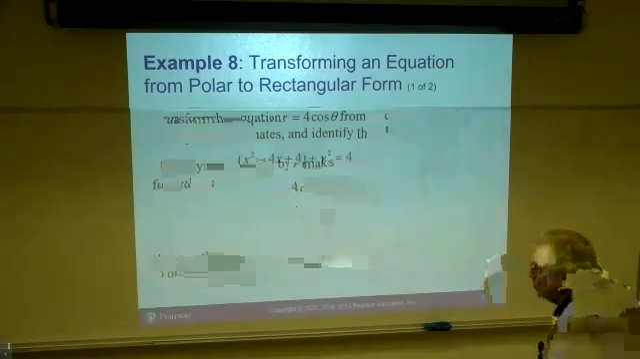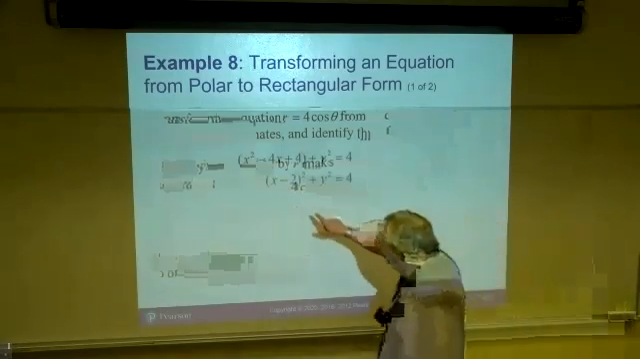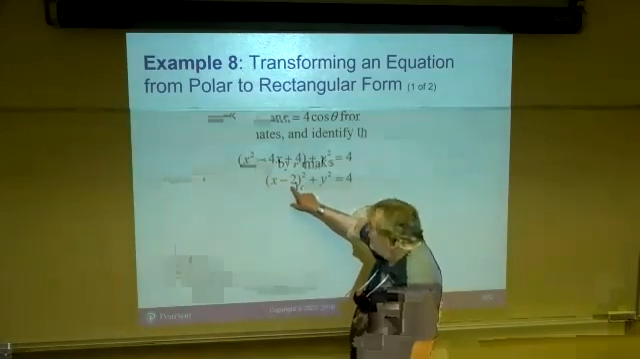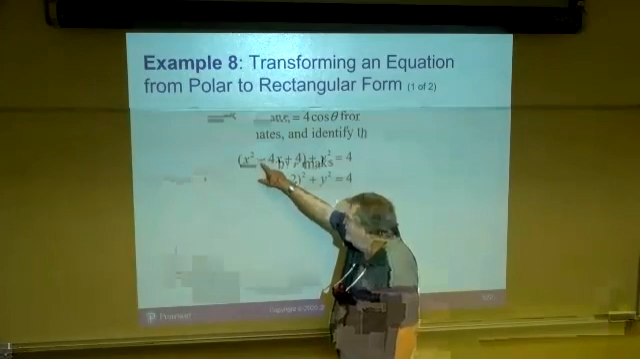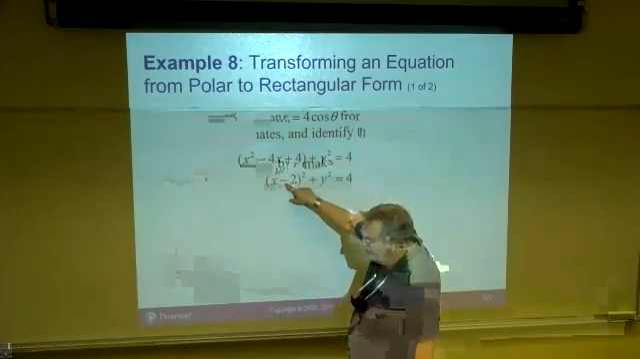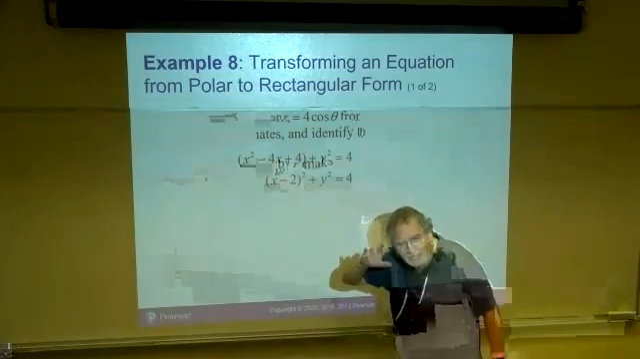You sometimes will get a minus a number inside the binomial. If this was a +4 here instead of a -4, then this would have been a +2. Okay. Right?